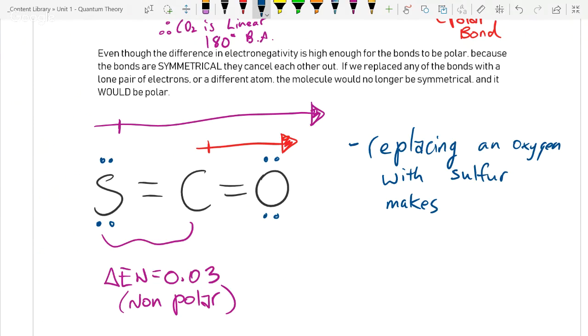So replacing an oxygen with sulfur, oh, bless you. Thank you. Well, thank you. That's very kind of you. I should probably teach that lesson. That's what I should do, not to you guys.